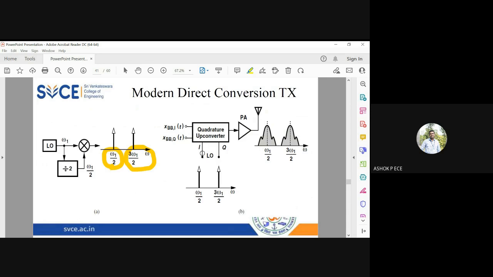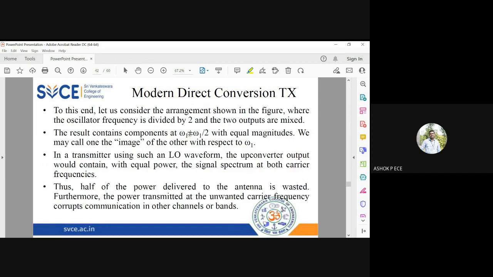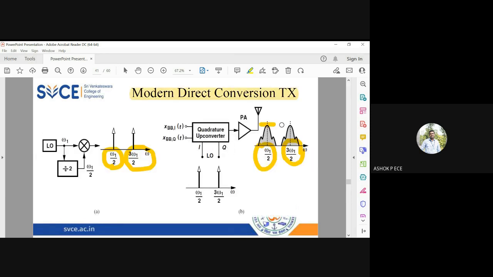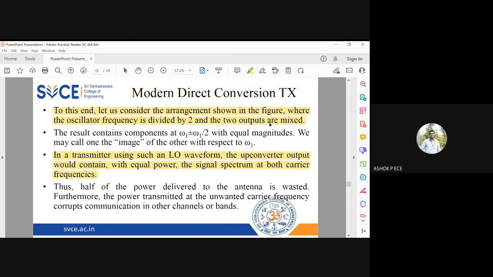So if you use this as your I and Q signal, then you will have your signal at omega 1 by 2 and 3 omega 1 by 2. Okay. So using subharmonics, we can also modify this architecture. So let us consider the arrangement where oscillator and frequency by 2 are mixed. So in this transmitter, using such an LO waveform, the output would contain equal power at both the carrier frequencies. You can see the output power is the same. They are the same at both the carrier frequencies, omega 1 by 2 and 3 omega 1 by 2.